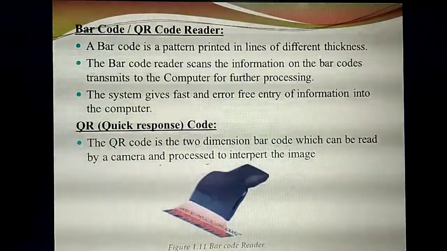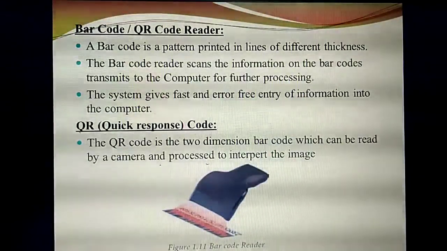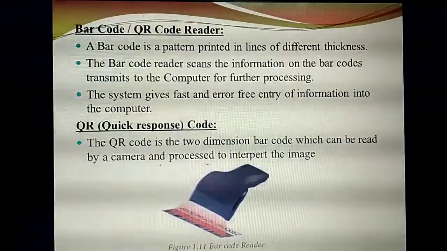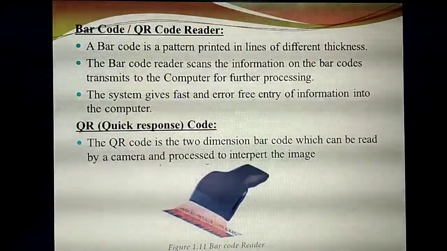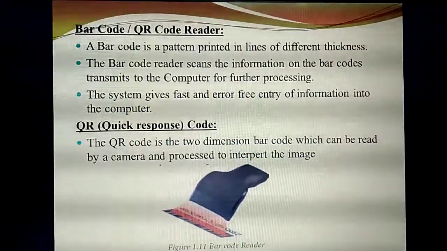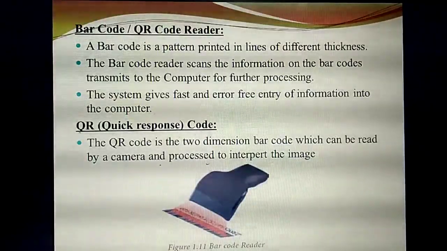Understand what a QR code is? A QR code is a 2-dimension code. First it will scan the particular image, process that image and give the proper information. So how many readers have we studied? Barcode reader and QR reader. What's the use of a barcode reader? It is used to identify which product belongs to which company.